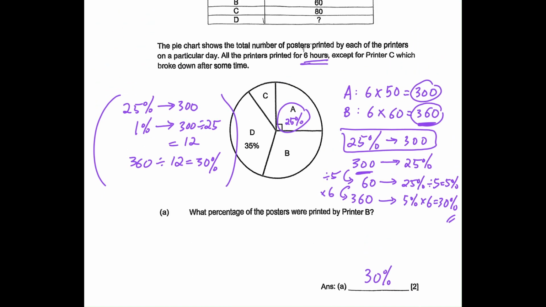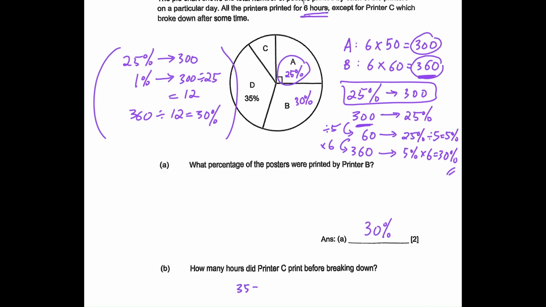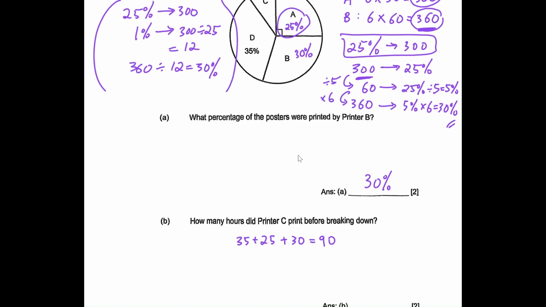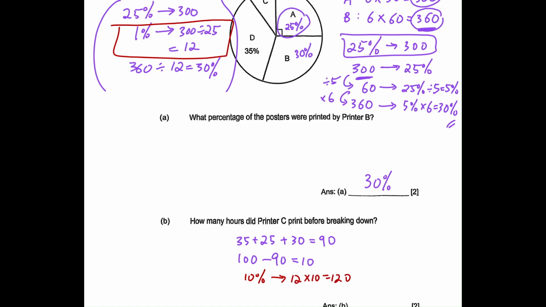So now we know that printer B is 30%. So we can add up all the percentages that we know now. 35 plus 25 plus 30, that will give you 90%, which means that printer C only printed 10%, right? 100% minus 90 is only 10%. From just now, we know that 1% is 12 pages. So 10%, that would be 12 times 10, which is 120.